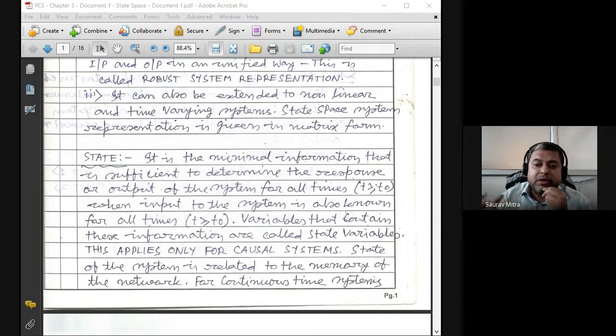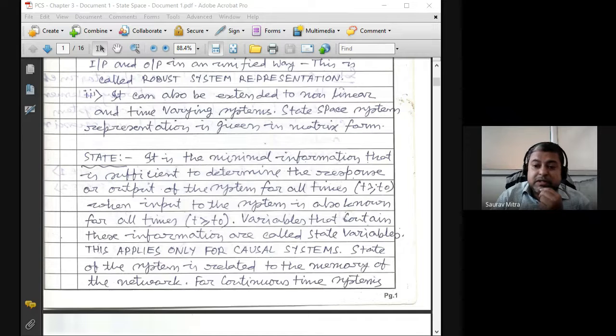Now I'm coming to a system. If I'm talking about an RLC circuit, a series RLC circuit, there is a very important relationship I'm telling you: the order of the system is equal to the number of states available in the system.